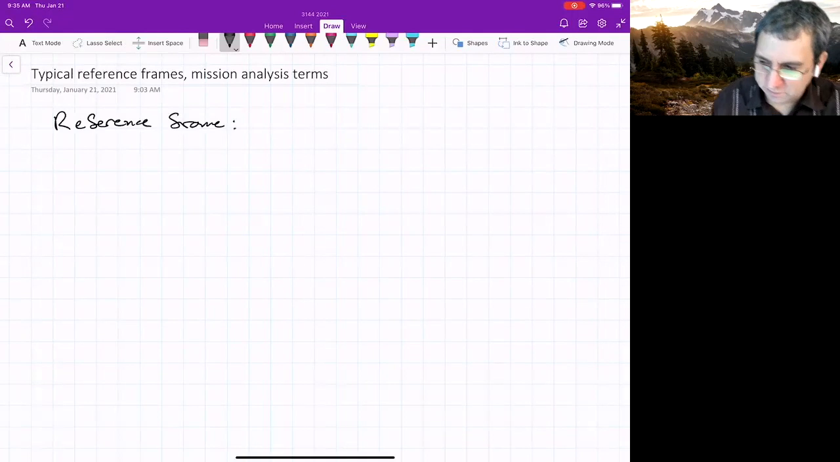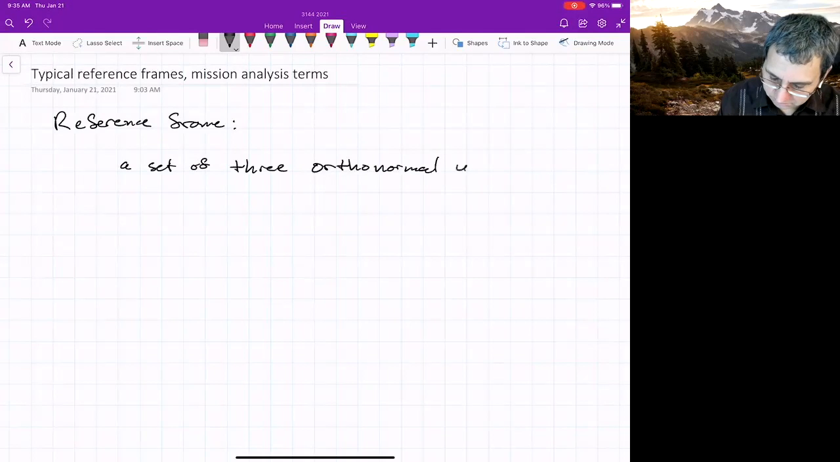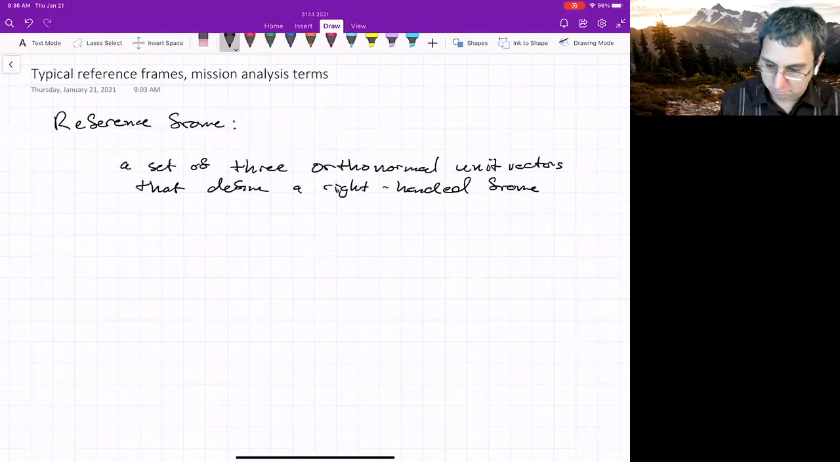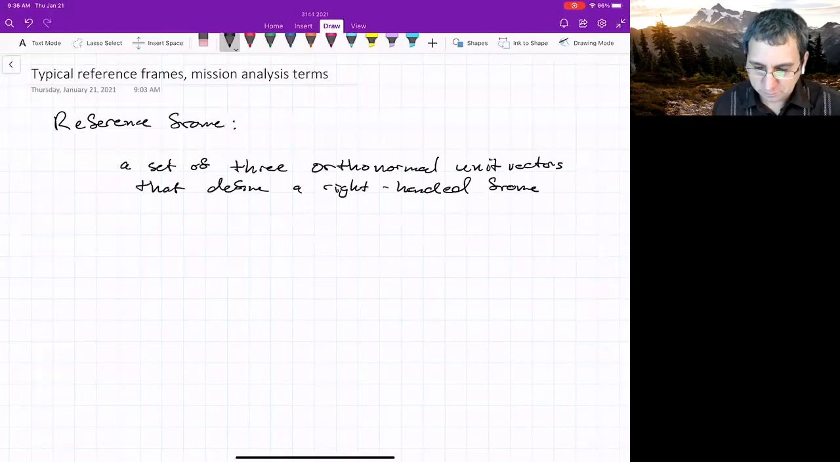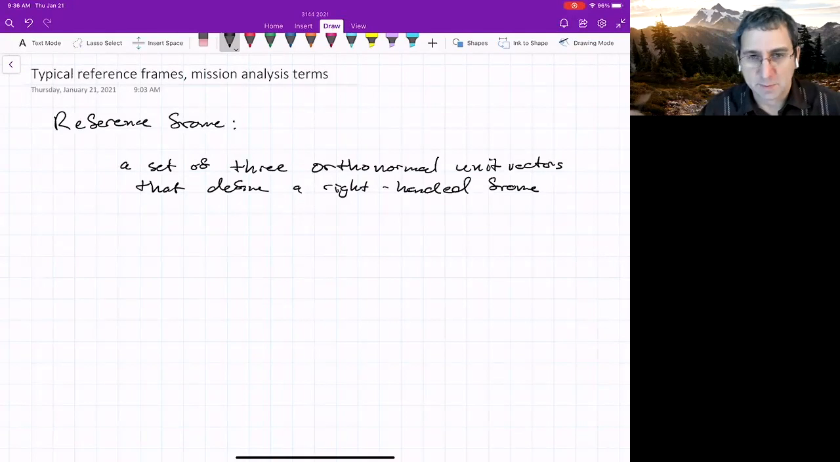I'm going to mean by a reference frame a set of three orthonormal unit vectors that define a right-handed frame, a right-handed system. So what do we mean by that?